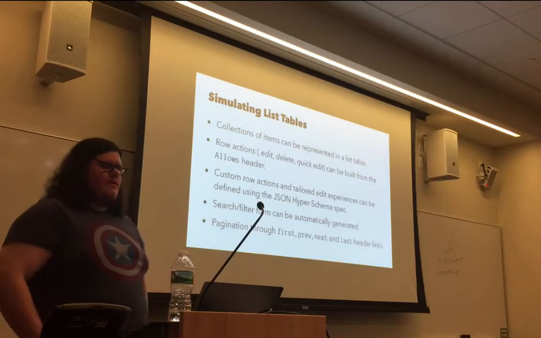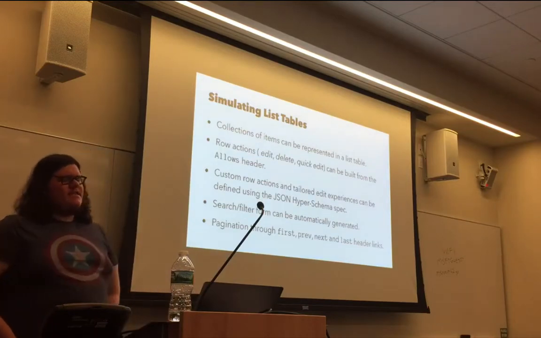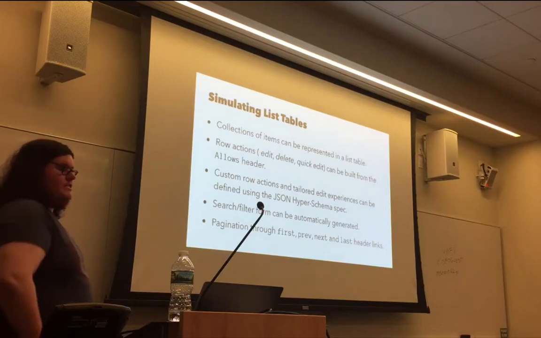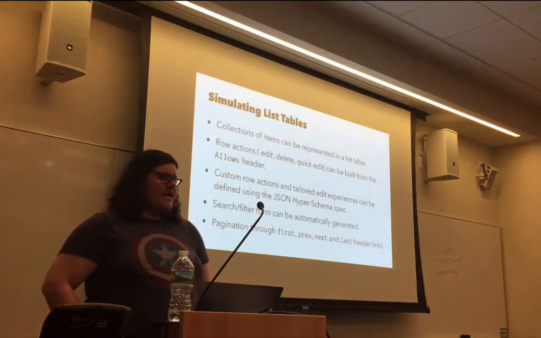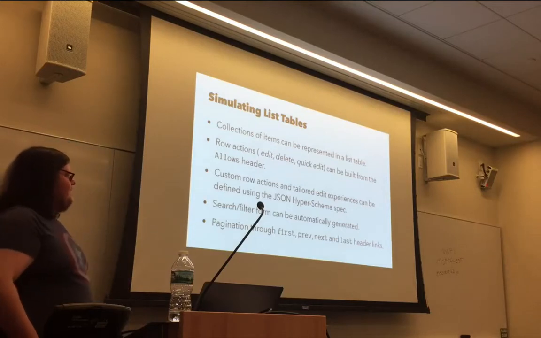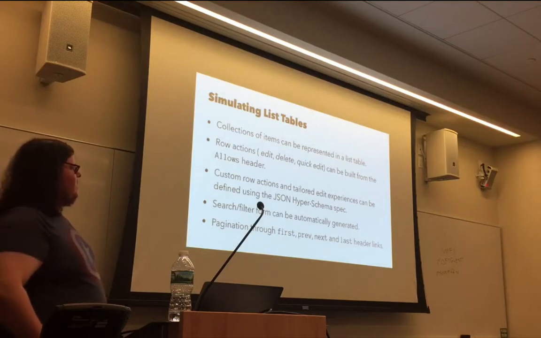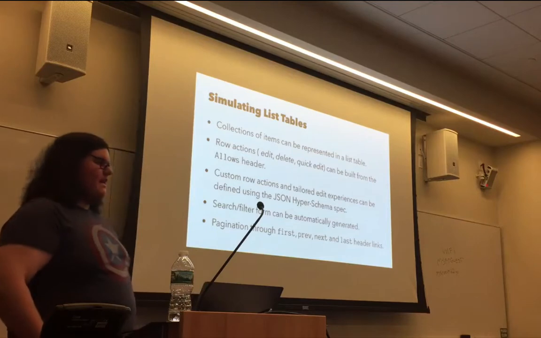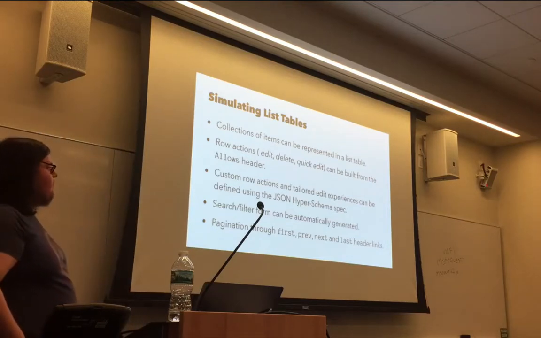We can also simulate WordPress list tables. This displays a collection of items that are represented. You can support row actions. Things like edit, delete, quick edit even, can be built from the JSON schema. It utilizes the Allow header. This checks what HTTP methods are allowed for the current authorized user against an endpoint. So if a user does not have permission to edit a post, they won't see the edit button.